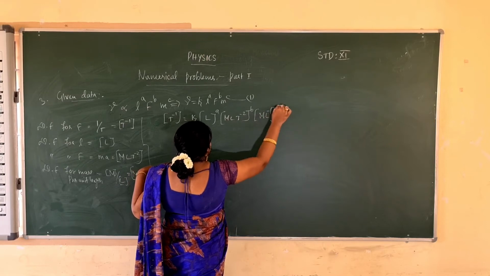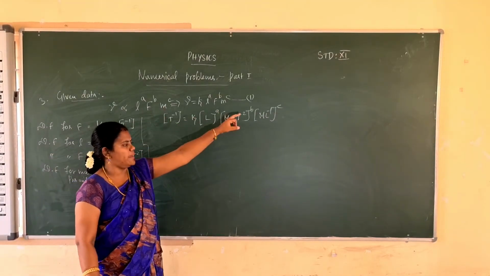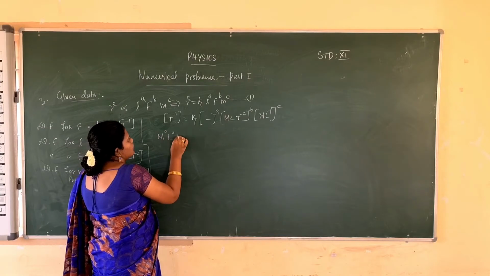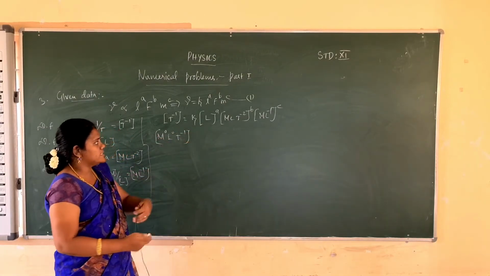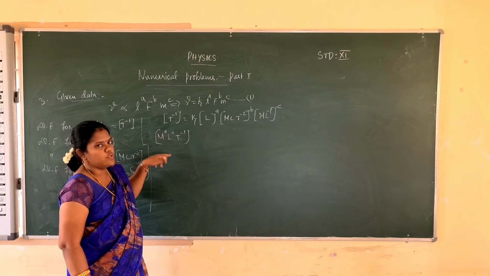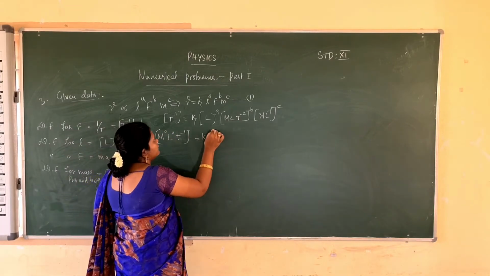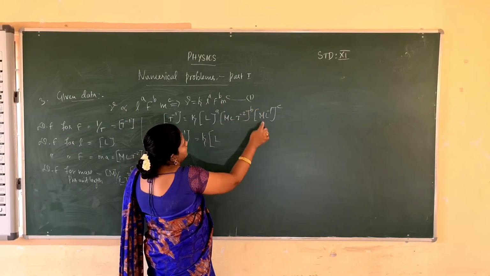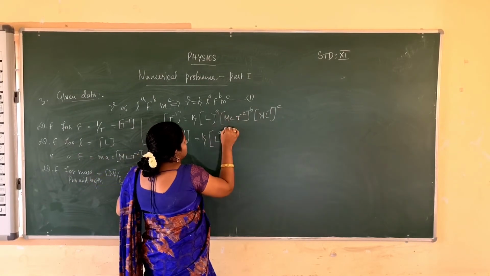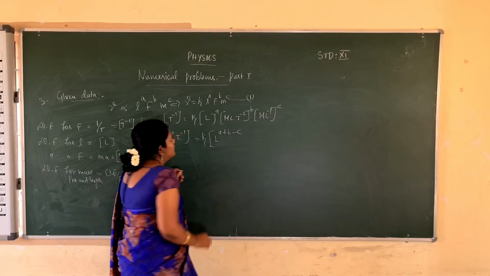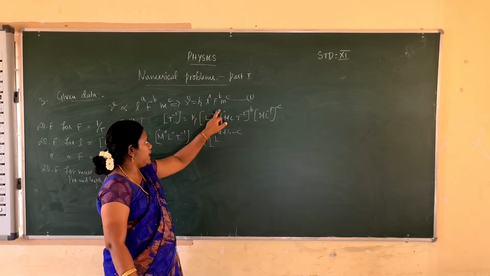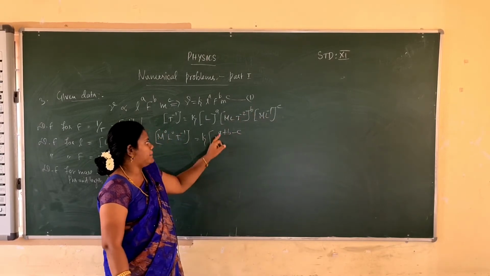For the dimensional formula we took powers A, B, C. On this side there is no M, no L. So we already said M power 0, L power 0, t power minus 1 is equal to k into L power A, L power B, L power minus C. Remember, L has A here, B here, and minus C here. So L power A plus B minus C.